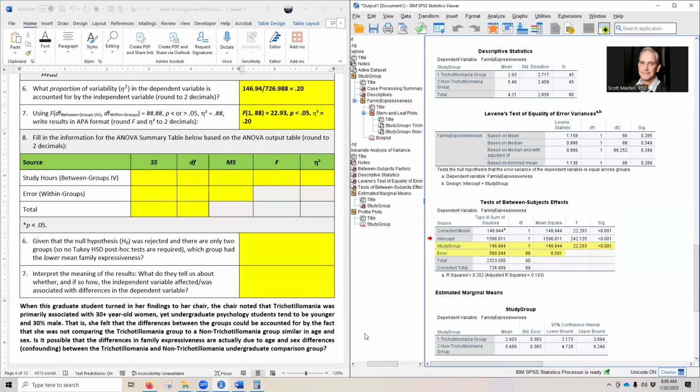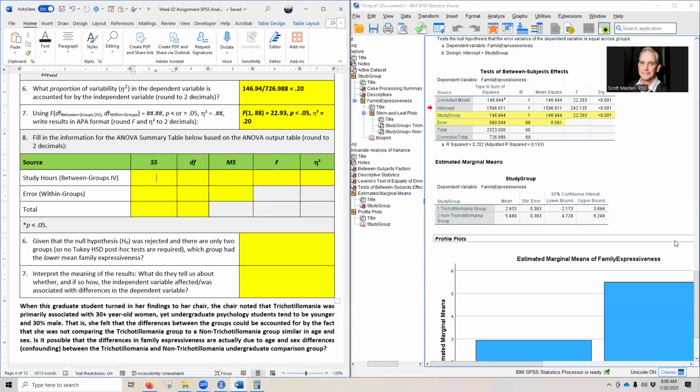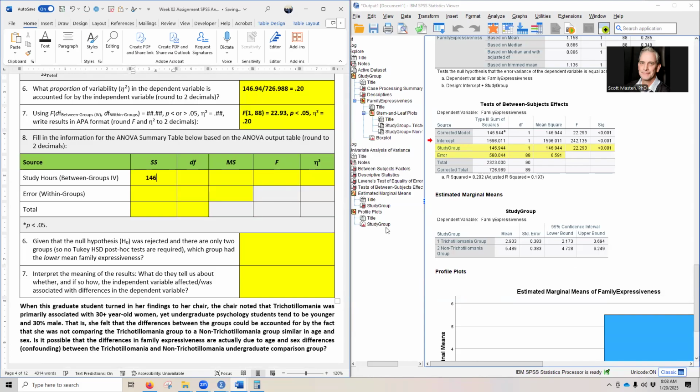All right, there's our 2 rows we care about, and then we got to add things up to get the total. So our sum of squares for study group is 146.94, got it just to 2 decimals. It's 1 degree of freedom, 146.94. Our F value is 22.29 with the star, getting that from right there. And our eta squared we calculated above is 0.20. For error, 580.04. So we're on this row now. Our degrees of freedom is 88, and our mean square is 6.59.